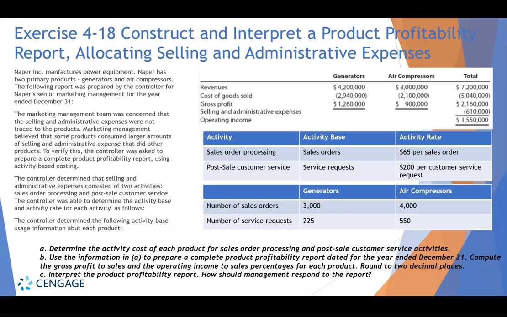Marketing management believed that some products consume larger amounts of selling and admin expense than did other products. So to verify this, the controller was asked to prepare a complete product profitability report using activity-based costing. The controller determined that selling and admin expenses consisted of two activities, sales order processing and post-sale customer service. The controller was able to determine the activity base and activity rate for each of the activities shown here. So we have to determine, first of all, the activity cost of each product for sales order processing and post-sale customer service activities.